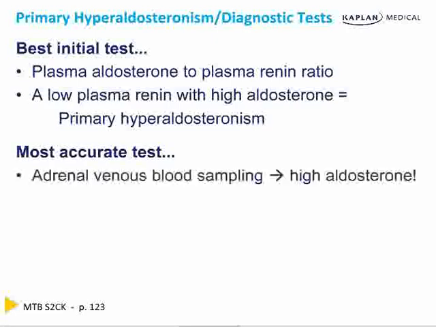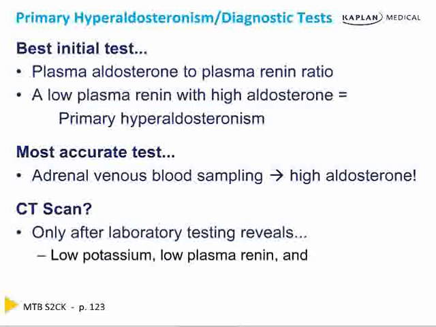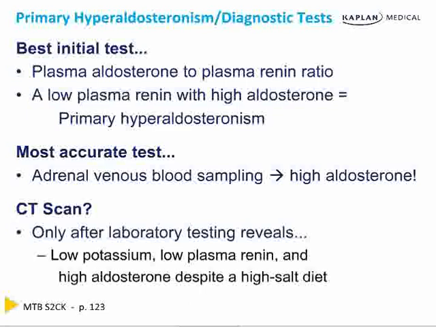Now, the most accurate test is the adrenal venous sampling for high aldosterone. That's not necessary most of the time, but it is the most accurate test. And for the CT scan, well, like everything else in endocrine, only after the laboratory test reveals the diagnosis. A low potassium, low plasma renin, and high aldosterone despite a high salt diet. Remember, salt should shut off that aldosterone. If I give you a lot of salt, why is your aldosterone still up? Failure of feedback inhibition. Only scan after you already know it's there.